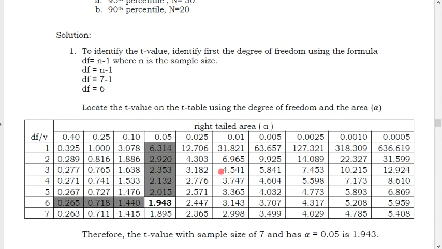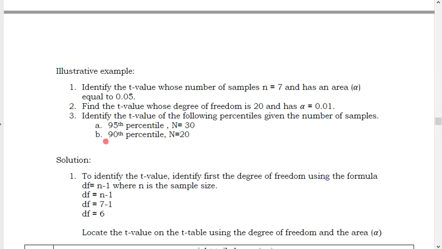0.05, with degrees of freedom of 6. When we intersect them, the corner is the t-value. The t-value is 1.943. Okay? Next example. Find the t-value whose degrees of freedom is 20 and has an area of 0.01.